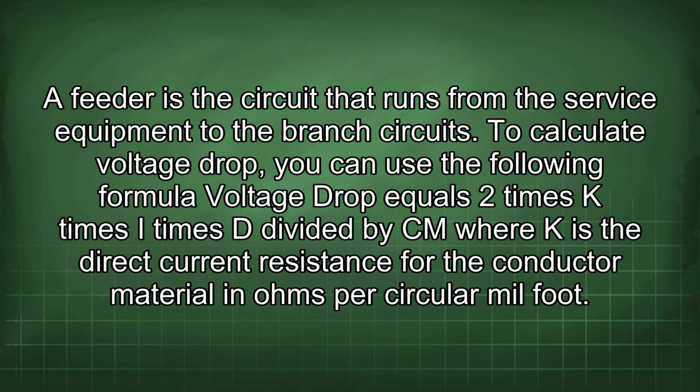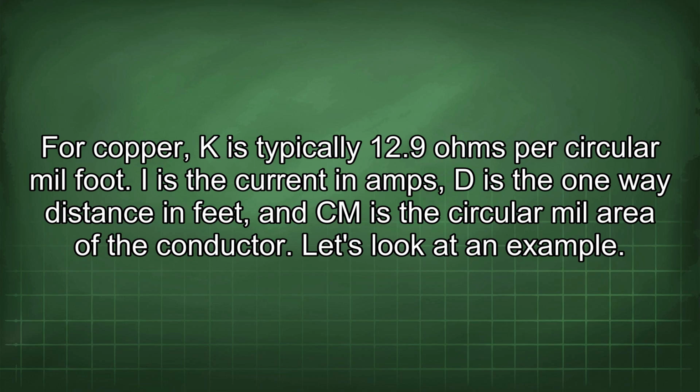To calculate voltage drop, you can use the following formula: voltage drop equals 2 times K times I times D divided by Cm, where K is the direct current resistance for the conductor material in ohms per circular mil foot. For copper, K is typically 12.9 ohms per circular mil foot. I is the current in amps, D is the one-way distance in feet, and Cm is the circular mil area of the conductor. Let's look at an example.